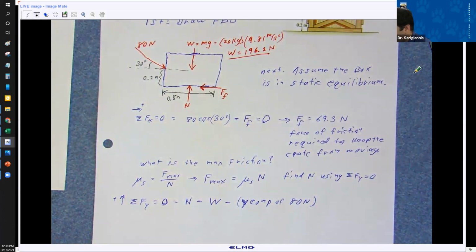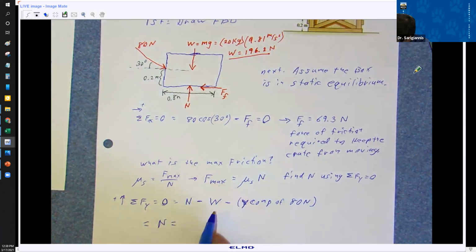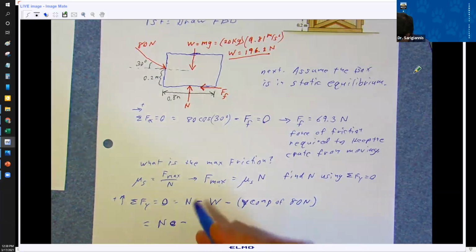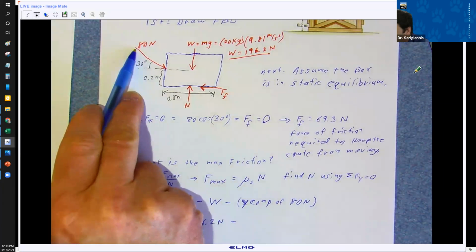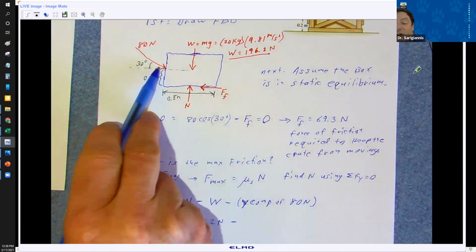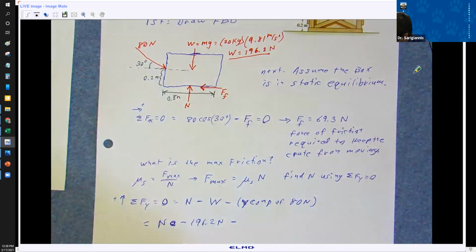Right, the y component of 80 newtons, the component downward. So let's write this out as an equation with values in it. The weight, oh, sorry, this is a minus sign. The weight is 196.2 newtons. The y component of 80 newtons, well, that's going to be this portion here, right? That's opposite the 30 degrees. So we're going to have 80 sine 30, right?